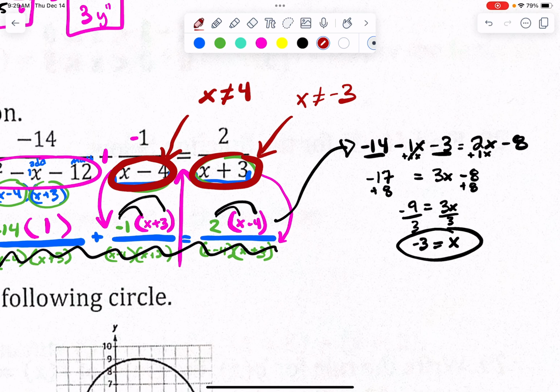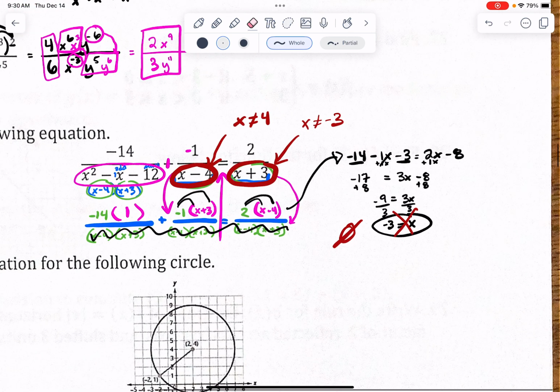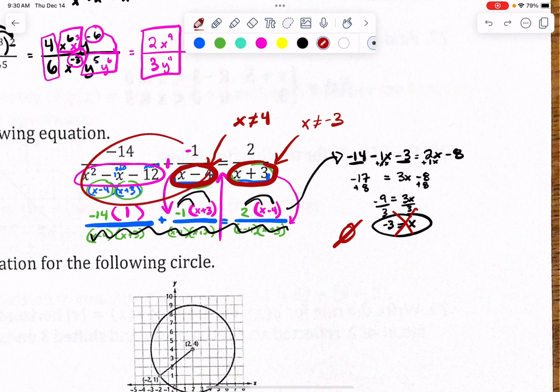But wait a second, that's what I got as an answer. X is negative 3. So what's my answer? This can't be an answer, so I have no solutions to this. There's nothing that I can plug in for x for this side to be equal to this side. That does not work, because I'm not allowed to plug in negative 3.